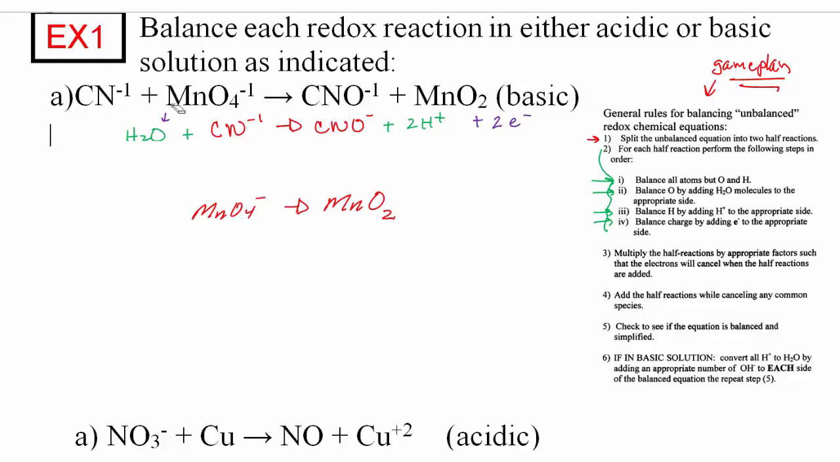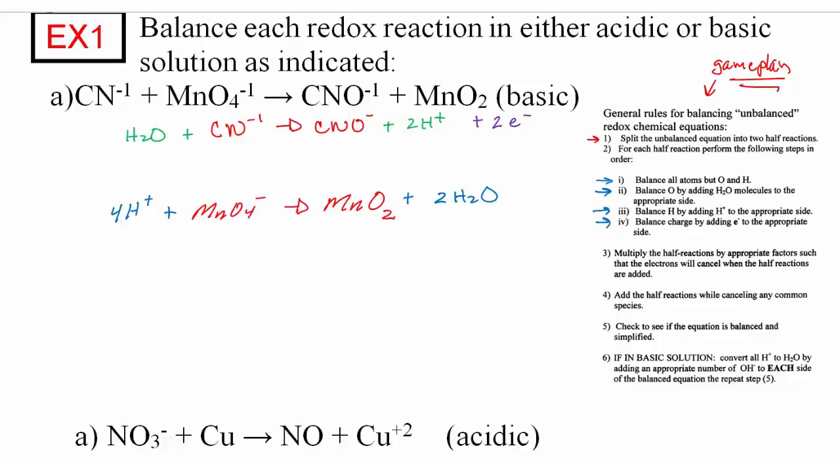Now we do all the same steps for the second half reaction. Balance all atoms but O and H. Manganese, manganese, 1 on each side. Balance O by adding H2O. I have 4 oxygens on one side, 2 on the other, so add 2 oxygens by adding 2 waters. Now balance hydrogen by adding H+. 4 hydrogens, so I better add 4 hydrogen ions.